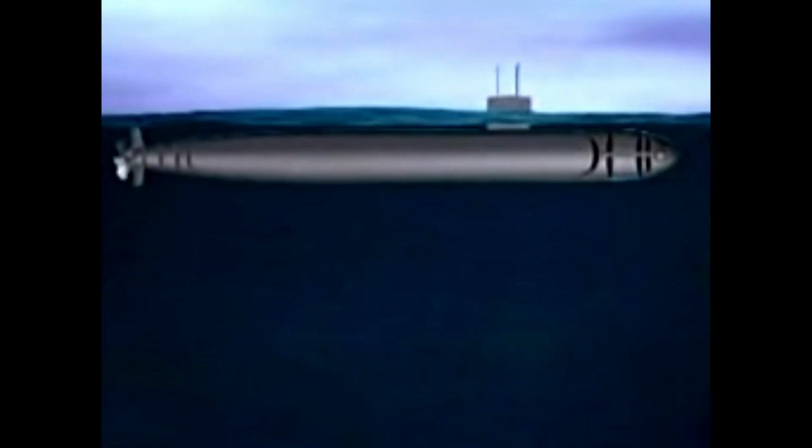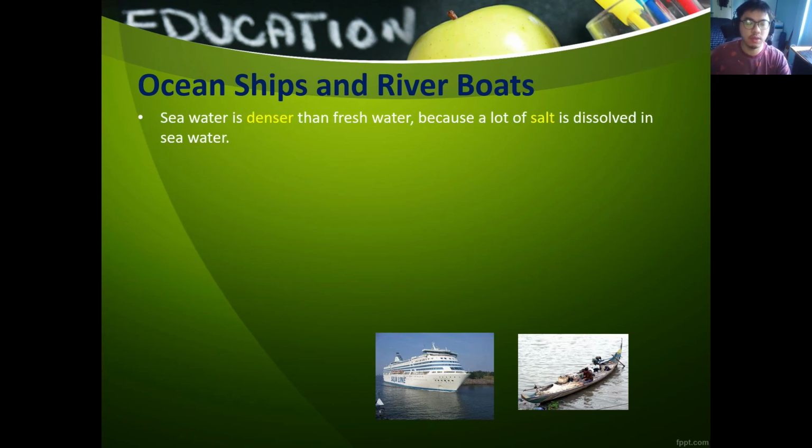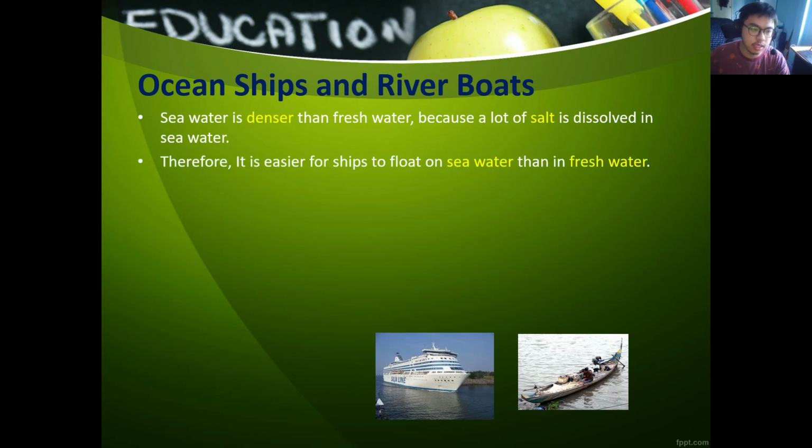And then lastly, we're going to talk about ocean ships and river boats. Seawater is actually denser than fresh water because a lot of salt is dissolved in seawater. So this seawater is a lot more packed than fresh water. Therefore, it is easier for ships to float on seawater than in fresh water.